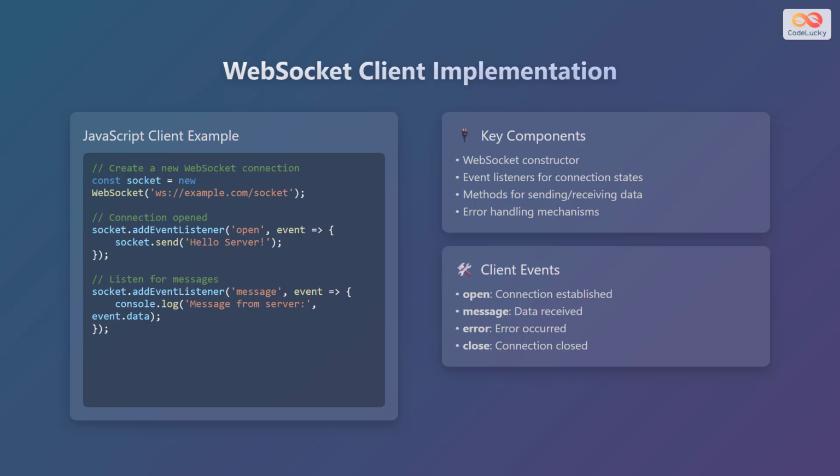Additionally, it adds an event listener for the message event, which occurs when data is received from the server. The received message is then logged to the console. Key components of the WebSocket client include the WebSocket constructor, event listeners for connection states, methods for sending and receiving data, and error handling mechanisms. Important client events include open, when a connection is established, message, when data is received, error, when an error occurs, and close, when the connection is closed.